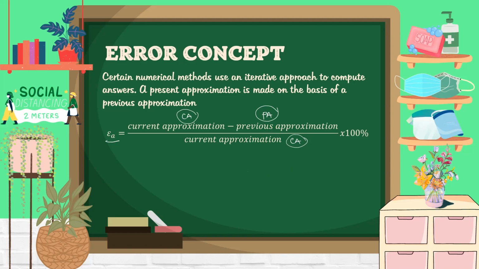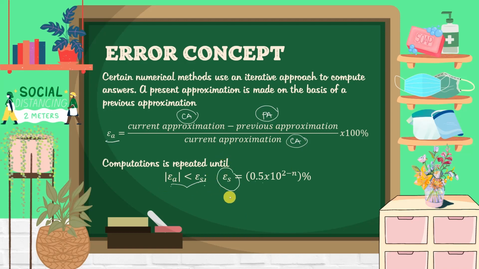For such cases, the computation is repeated until the absolute value of epsilon a is less than epsilon s. If this relationship holds, the result is assumed to be within the pre-specified acceptable level, epsilon s, which has a value of 0.5 times 10 raised to 2 minus n percent. If this criterion is met, we can be assured that the result is correct to at least n significant figures. n is the number of significant figures.